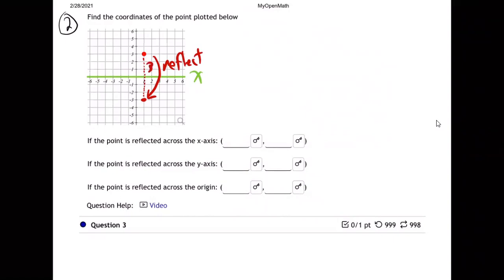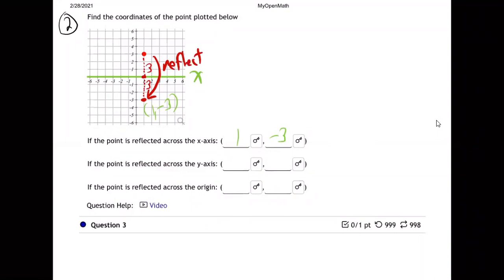See how this is 3? Whoops. This is 3 and this is 3. It went 3 straight to the line, the x-axis, and went 3 to the other side. So a reflection, just like a mirror reflection, always goes straight at the line and then goes the same distance to the other side. So what's the coordinates of that point? That is over 1 down 3, isn't it? Over 1 down 3. That's the coordinates of the new point after it was reflected across the x-axis.